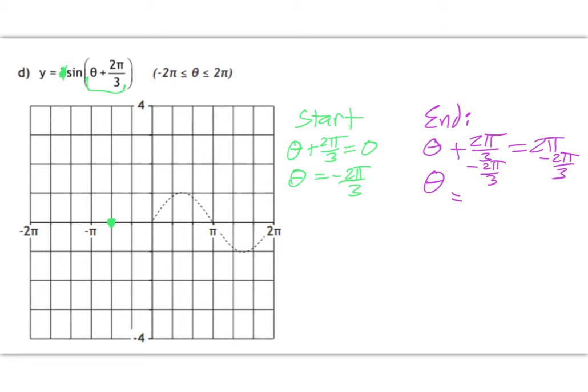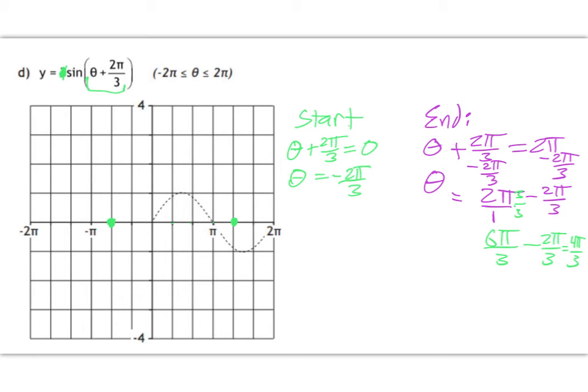And I know that everybody's favorite things are fractions, so I'm going to talk about that as part of this as well. To combine fractions, we need common denominators. And if I want something over 3, it's got to be times 3 over 3. So this is really 6 pi over 3 minus 2 pi over 3, which is 4 pi over 3. So what's 1, 2, 3, 4 pi over 3.